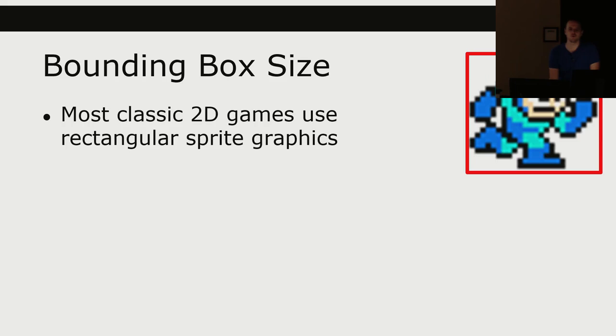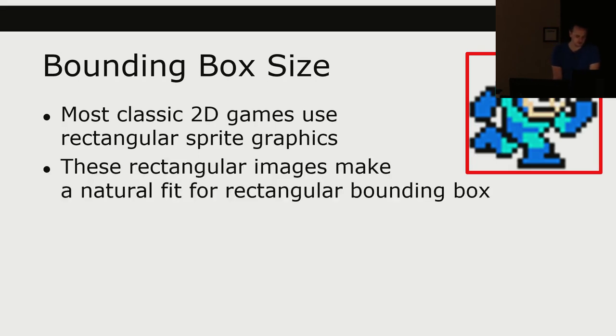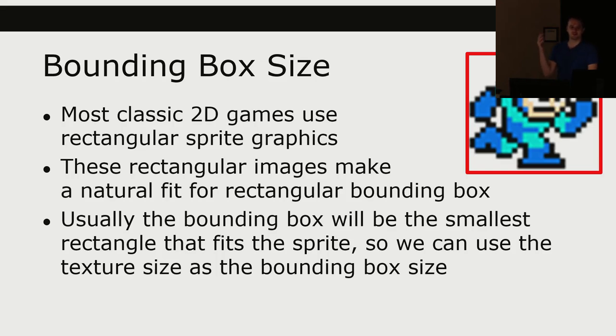So we just store the whole rectangle, and images are stored as rectangles in pretty much any system that I've ever seen. Because of that, these rectangular images make a natural fit for a rectangular bounding box. Why not just use the bounding box as the image? If the image is a particular size, that typically denotes what we want to display, so why not just use the bounding box as the size of the image? Usually the bounding box will be the smallest rectangle that fits the sprite, so we can use the texture size as the bounding box size.